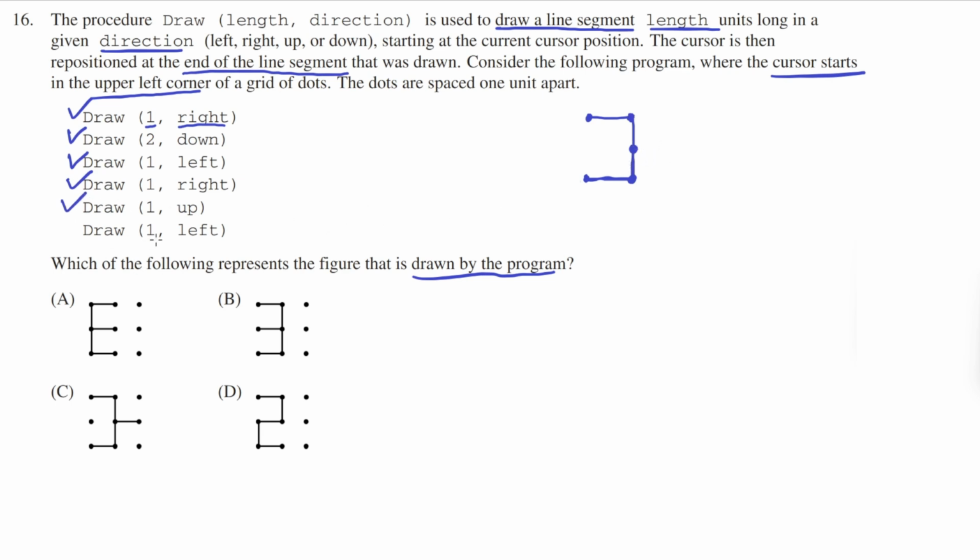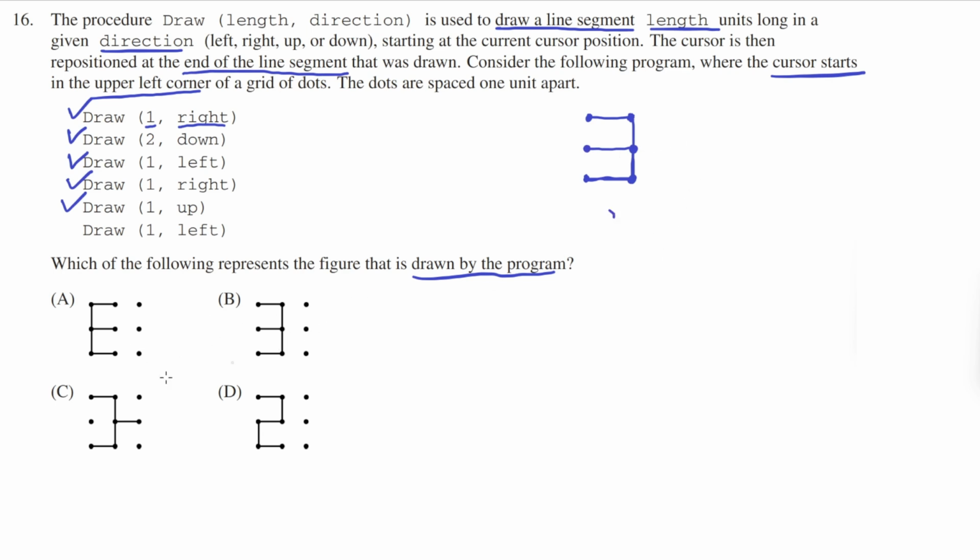So now for the last line, it says draw 1 unit to the left. So we were here, and so to the left, we're going to go this way, and we're only going to go 1 unit. So in the end, we kind of made this backwards looking E.